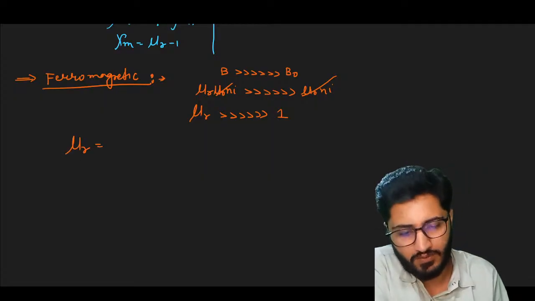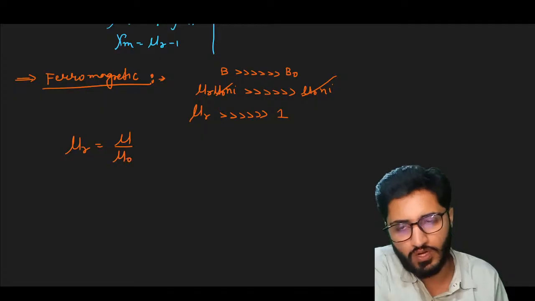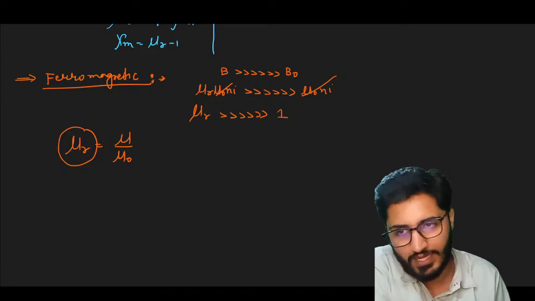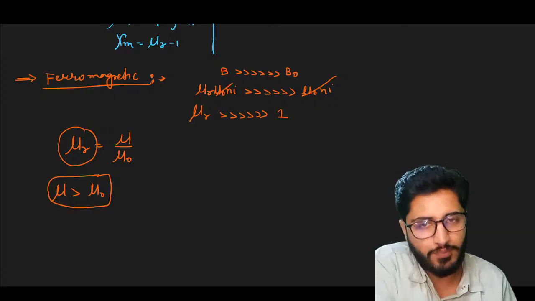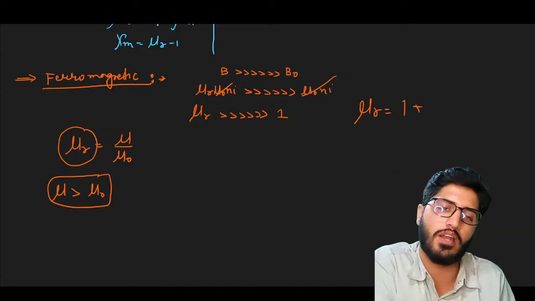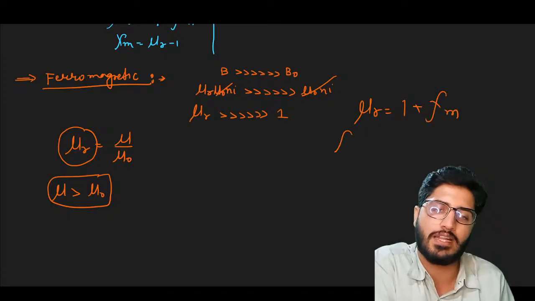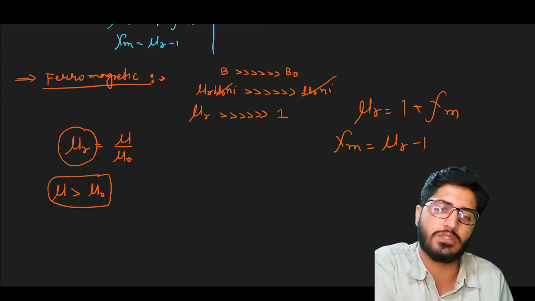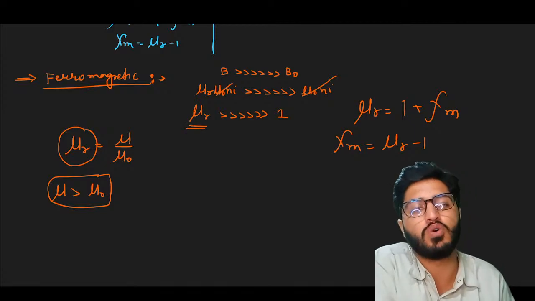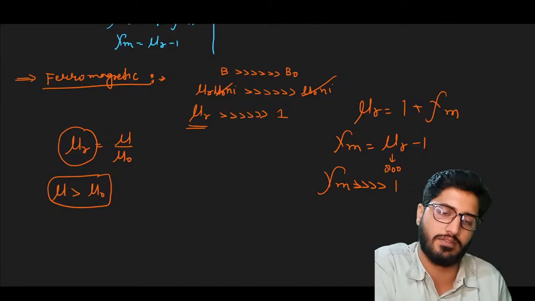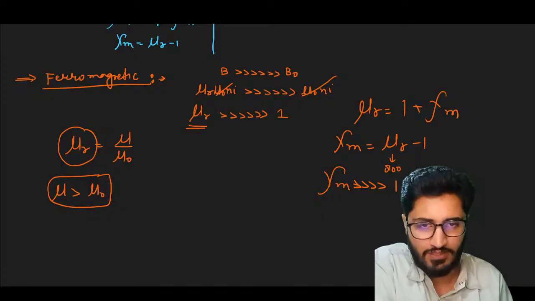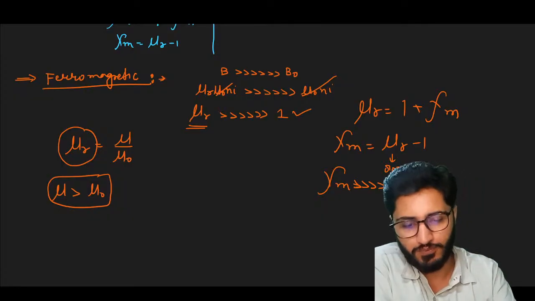What is nu r? Nu r equals nu divided by nu naught. If this thing is very much more than 1, so I can write my nu is more than my nu naught. Okay. And what about the chi, right? So nu r equals 1 plus chi m. I can write chi m equals nu r minus 1. This particular thing is very much more than 1. It is, let us suppose, 800. Okay, so my chi m came out to be more than 1. So these things you need to remember from this particular topic.